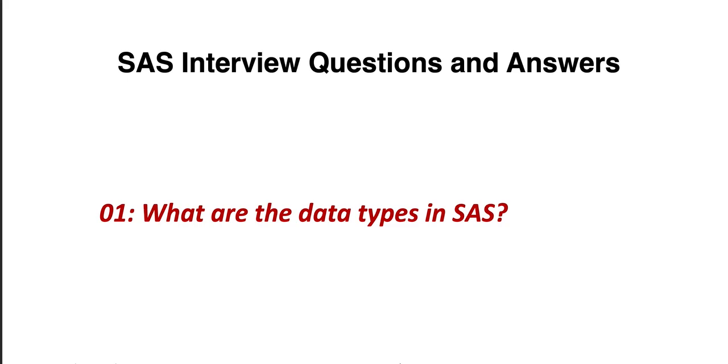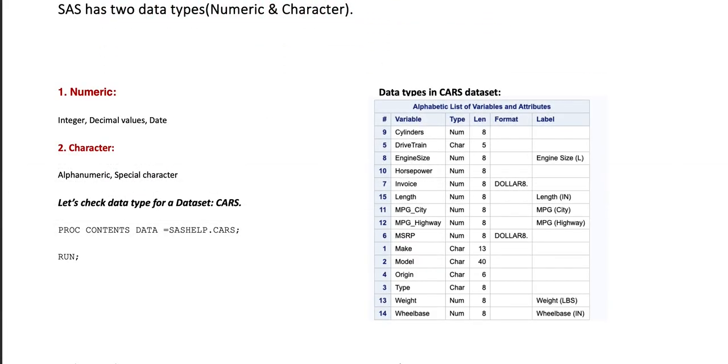SAS Interview Questions and Answers. Question number 1. What are the data types in SAS? This question is asking about how many data types can be accepted by the SAS program. SAS has two data types. One is numeric, another one is character. Numeric variable can hold integer, decimal values and date values, whereas character variable can hold alphanumeric and special characters.